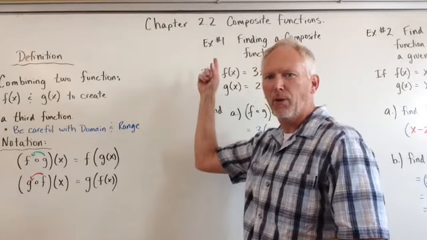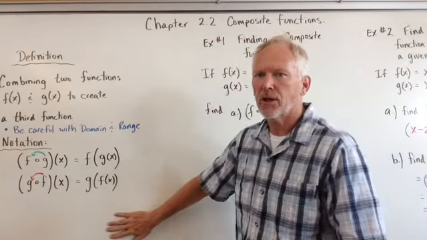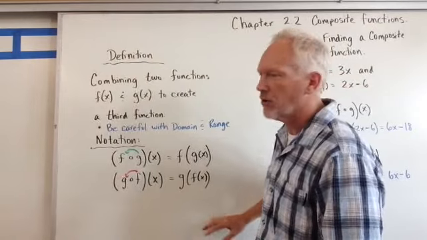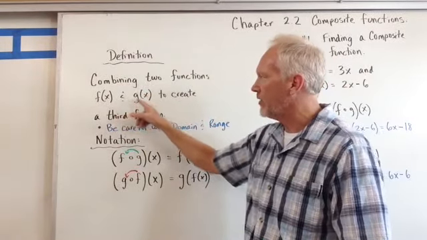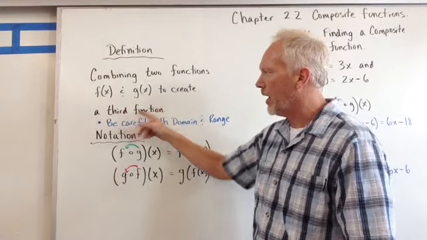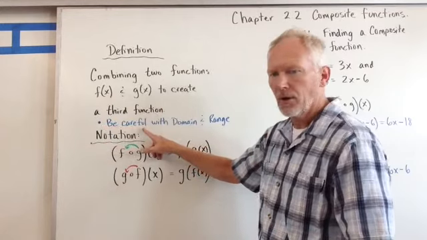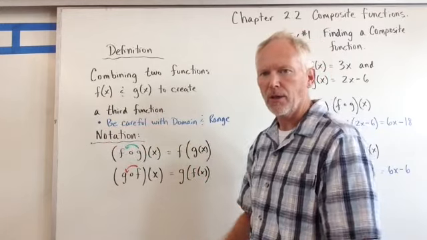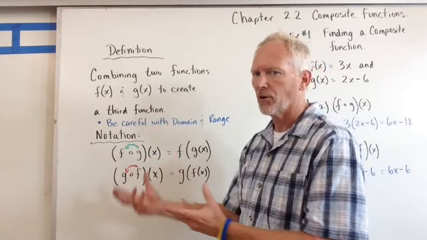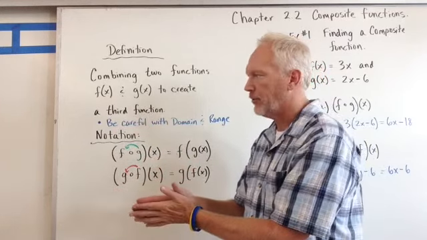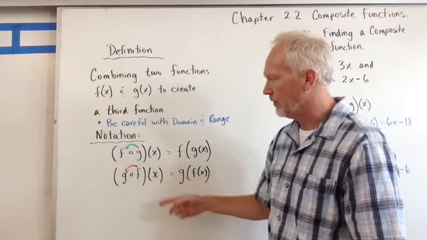Here we go. Chapter 2.2. It's composite functions. Let's look at the definition of a composite function. We are combining two functions, f of x and g of x, to create a third function. We have to be careful with the domain and range whenever we deal with composite functions. There might be some restrictions from one function, and when we put it into the other, we have to limit the domain and/or range of that third function.